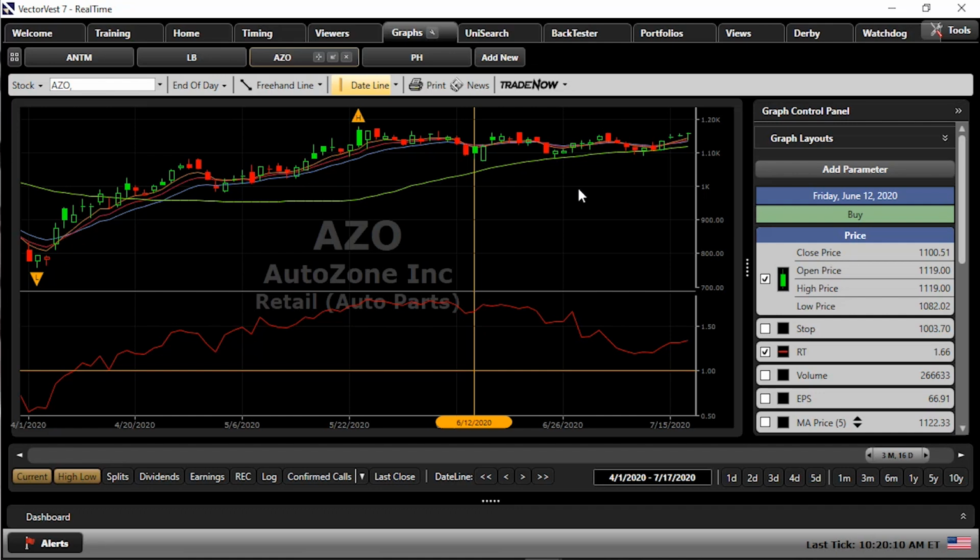This is what's called dead money. If you're just sitting in a stock for weeks and weeks and months and price isn't really going anywhere and you have a gain, might be a good idea to take the gain, move on to the next trade.